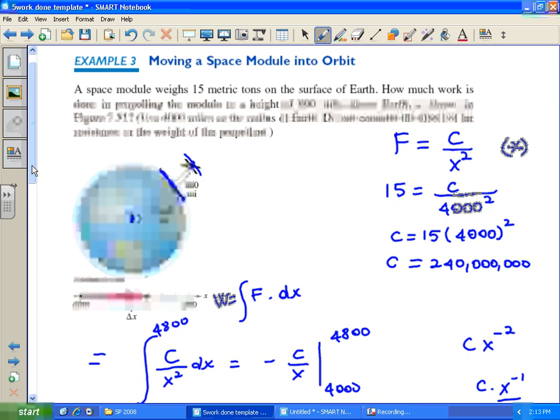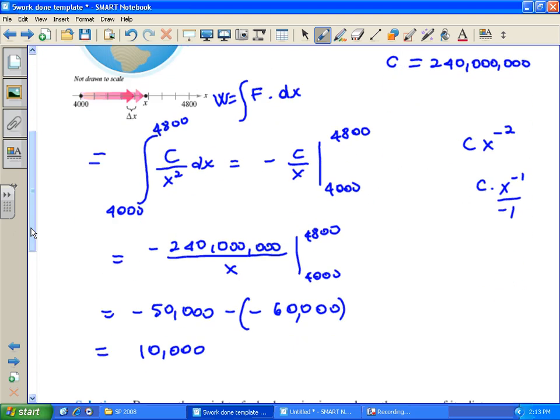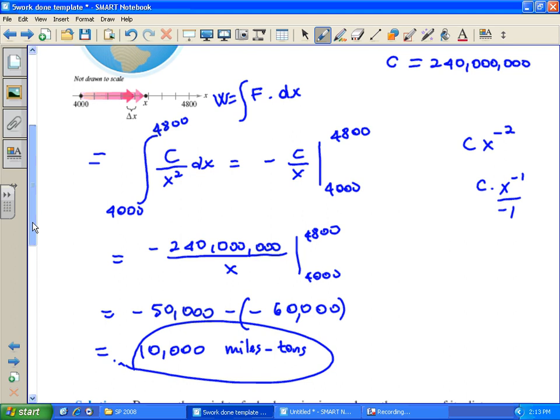Instead of feet, we have miles, right? Miles. And instead of pounds, we have tons or metric tons, so mile tons. And it is possible to convert the answer to foot-pounds, but at the moment, we're just going to leave it like that. 10,000 mile tons would be the energy required to propel this satellite into space.